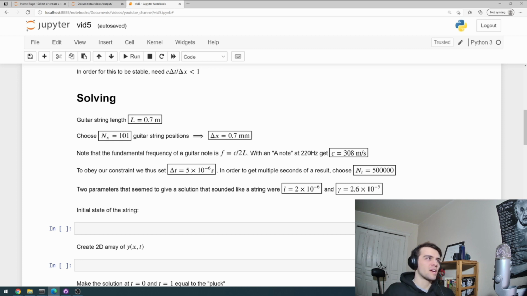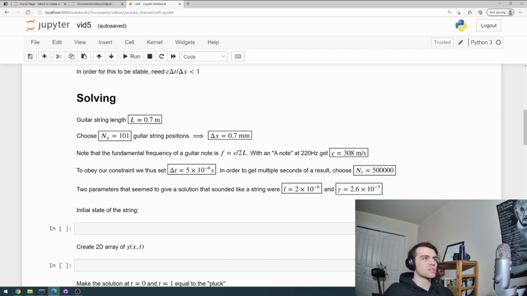I'm going to say our grid of x points is going to have 101 points between 0 and L. So nx is 101, and this gives us delta x of 0.7 millimeters. I have to have 101, not 100 points. Think about that: 101 points is 100 intervals.